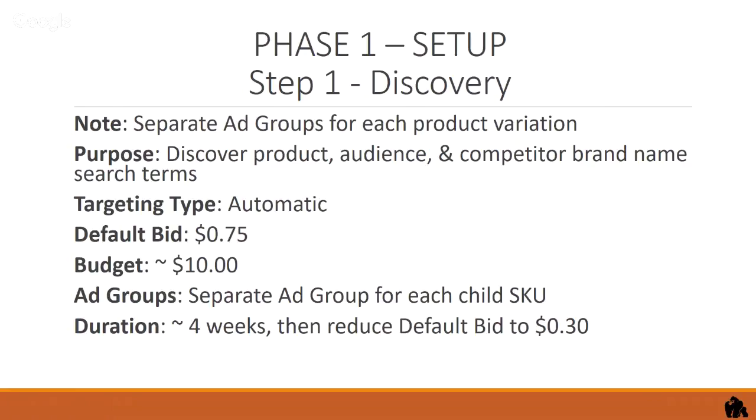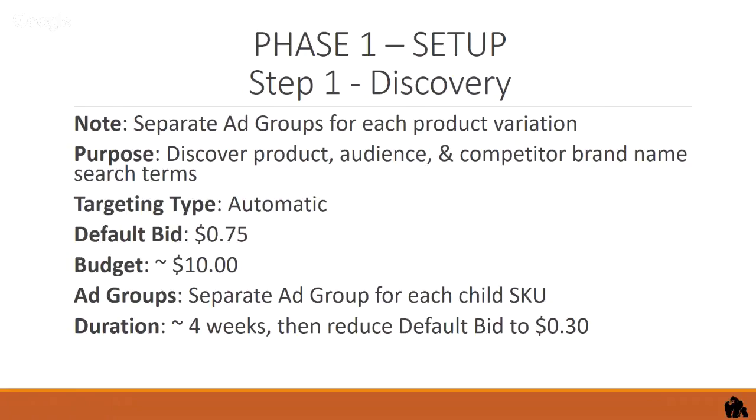So the purpose of this discovery is to discover the product audience and competitive brand name search terms. Okay, so basically we are trying to find out what is going on in the marketplace. And this is quite easy to do, believe it or not. The targeting type is automatic, and this is why it's easy, because Amazon will do everything for us. All we've got to do is set up the campaign, and Amazon will go off and discover these particular words for us.